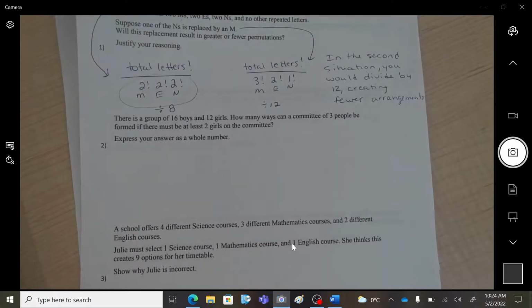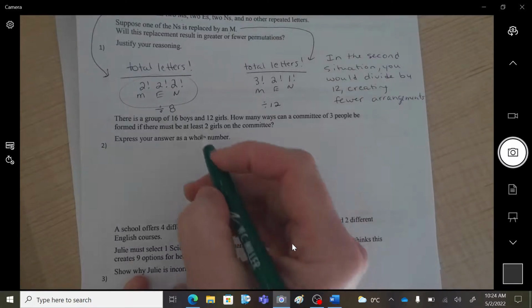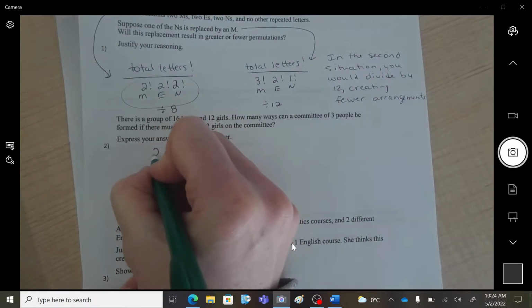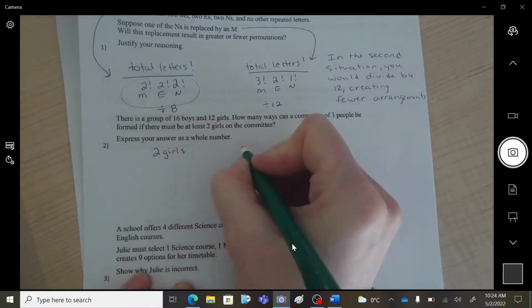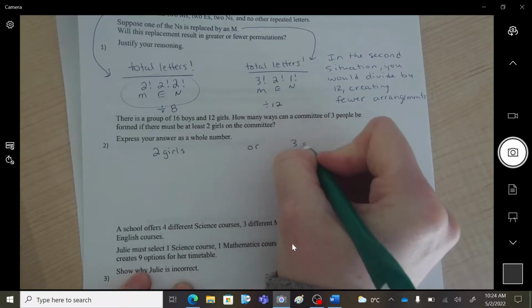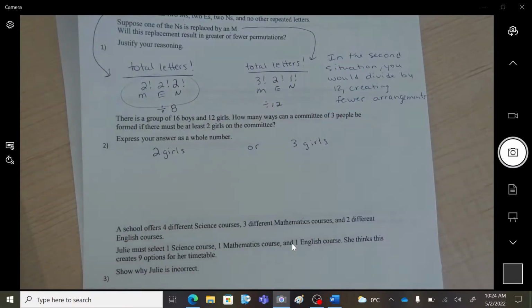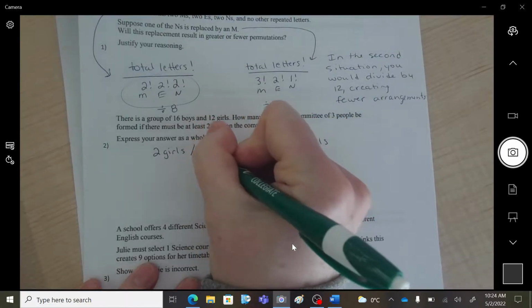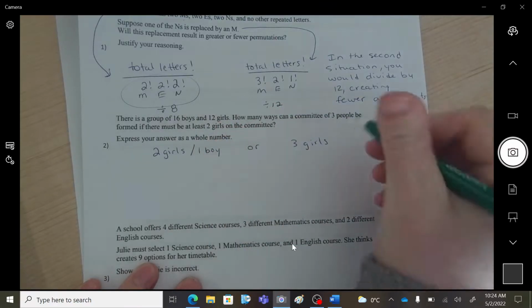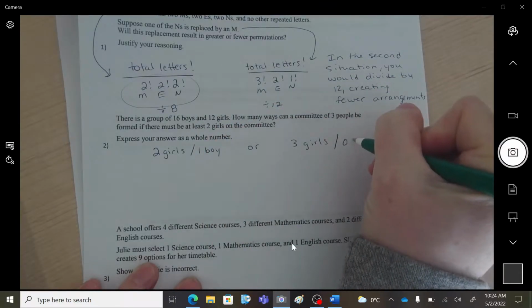Number 2, there's a group of 16 boys, 12 girls. How many committees of 3 people, if there must be at least 2 girls? So we could have 2 girls or 3 girls. Those are the options. If there are 2 girls on this committee, there would have to be 1 boy to make 3, and here there would be no boys.